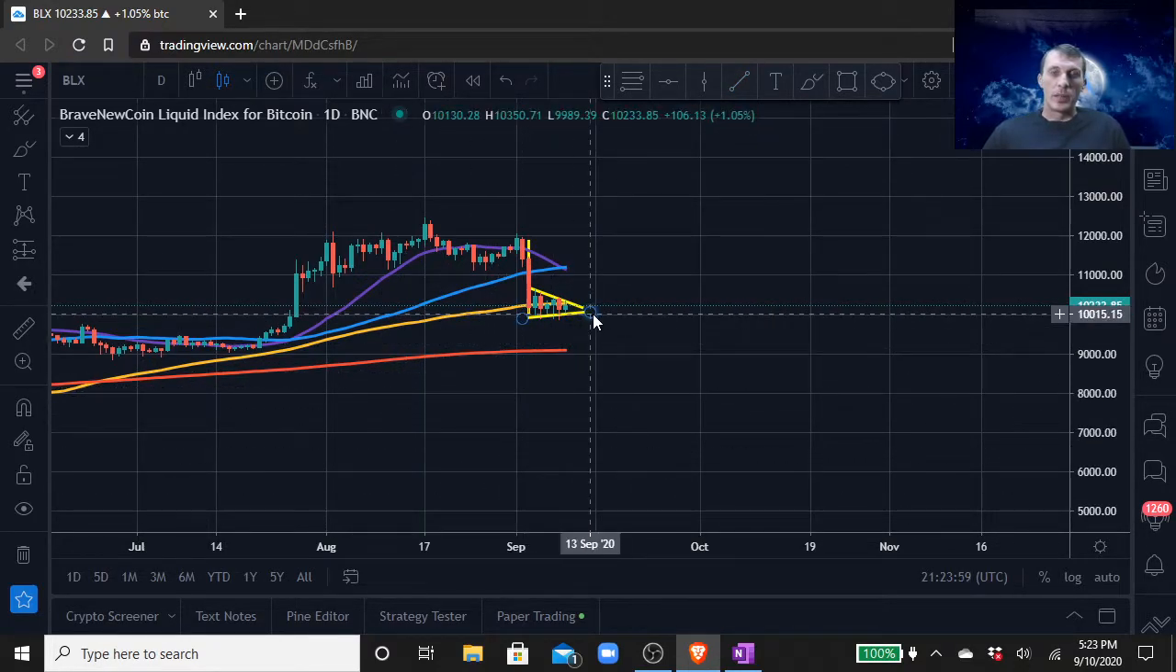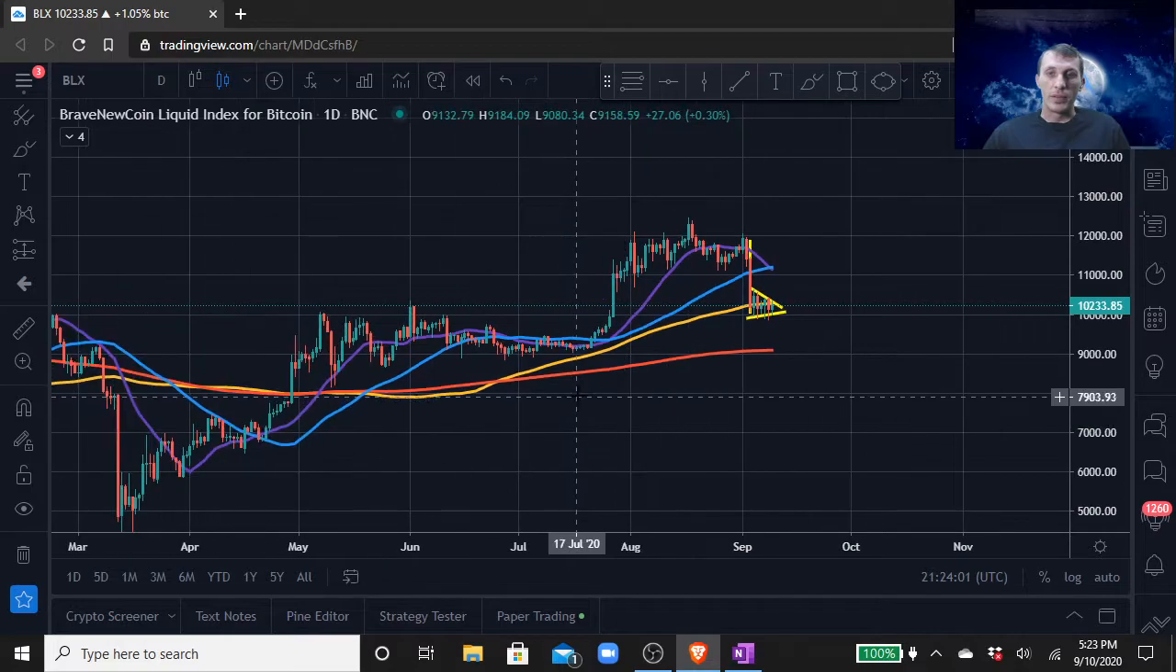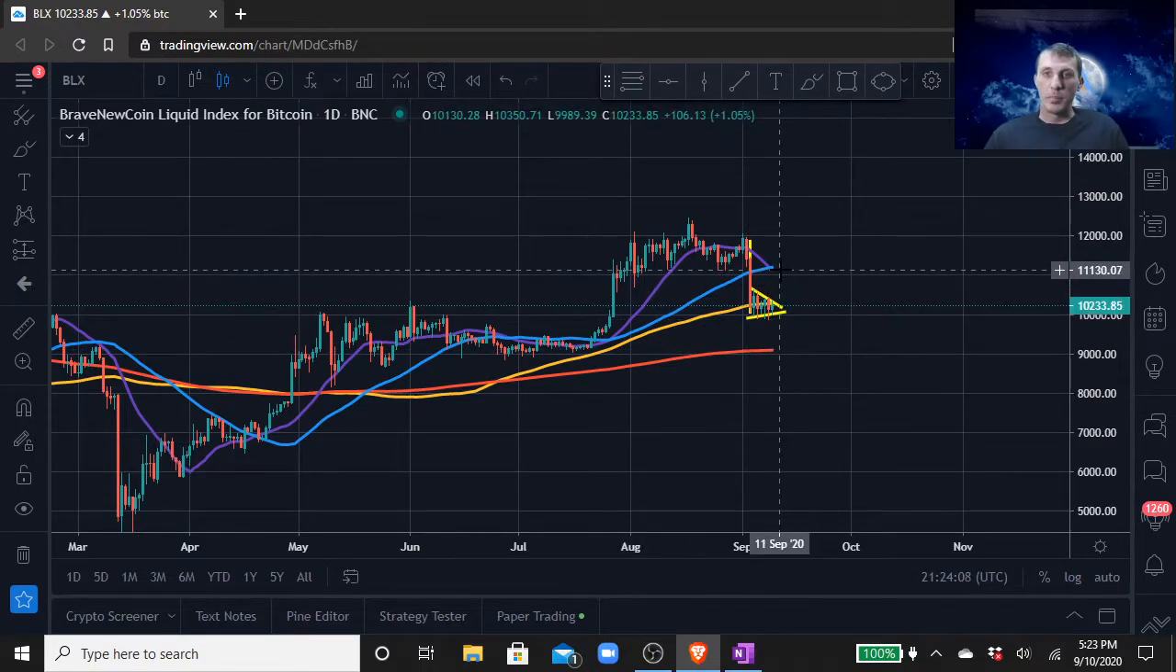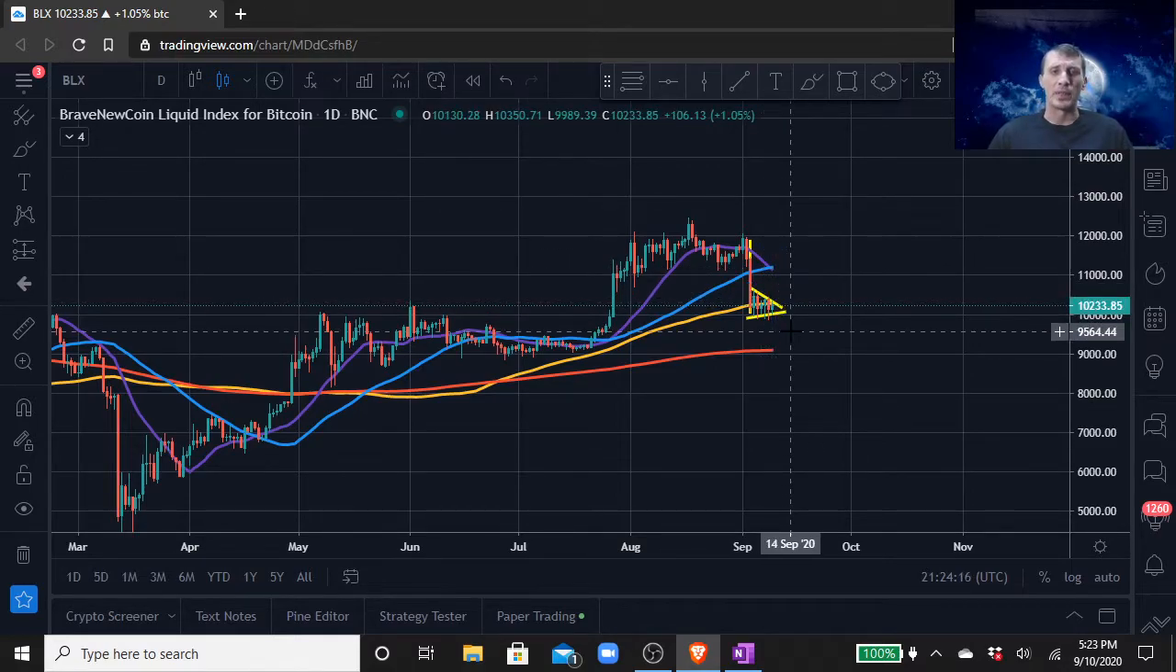So we could end up just taking another drop down and get to the 200-day moving average at the 9,000 area. We did get a bearish cross here of the 21-day and the 50-day moving average. So it is very possible, guys, that we do drop even farther down. Major support at the $10,000 area. So as long as it holds, you know, we should be okay.